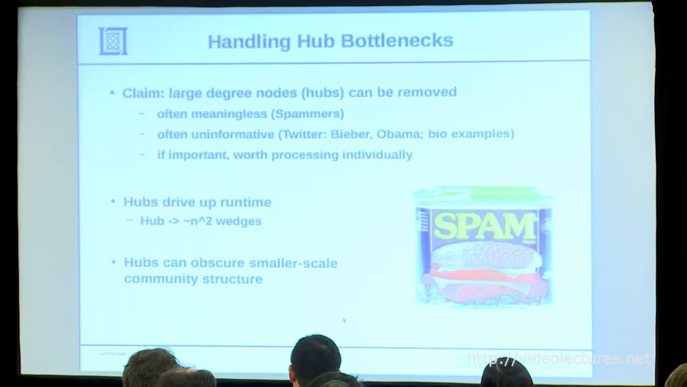Often, hubs are meaningless. Think of spam email accounts that email everybody in a communication network. That doesn't introduce any clustering information. Or things like Obama and Bieber on Twitter. Everybody follows them. So are they really introducing any information into our clustering? There are examples in biology as well, genes that tend to appear a lot with all other genes. So I hope I've convinced you that sometimes it's OK to ignore these large degree nodes.